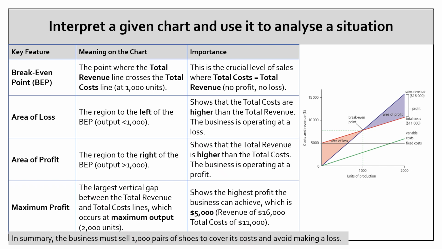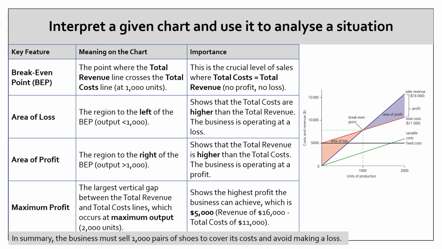And which one is the area of loss? The region to the left of the break-even point, that is, output is lesser than 1,000. This shows that the total costs are higher than the total revenue. The business is operating at a loss.